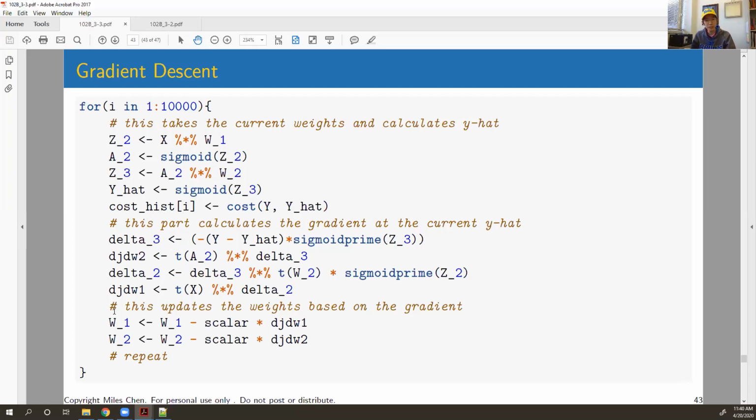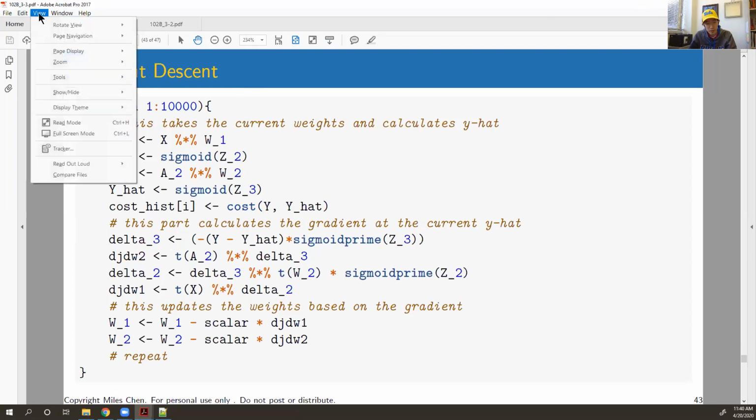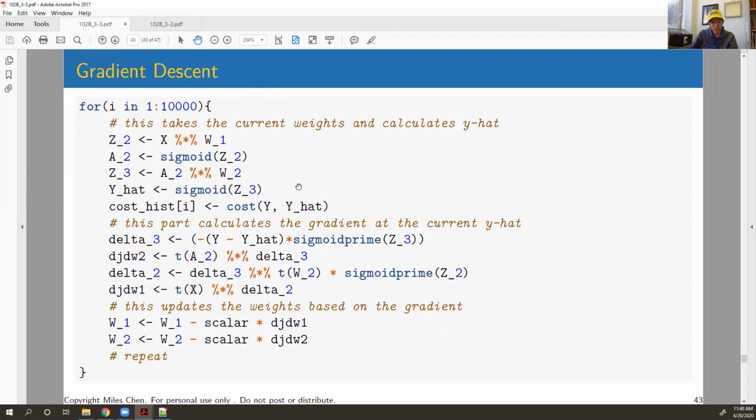And this is gradient descent. This looks like a lot of code, but it's not too bad. There's basically 3 pieces here. The first part is forward feed. We're going to go from our x's to our y hats. We're going to do x times w1 gives us z2. Sigmoid on z2 gives us a2. a2 times w2 gives me z3. Sigmoid on z3 gives me y hat. So this is just calculating my y hat.